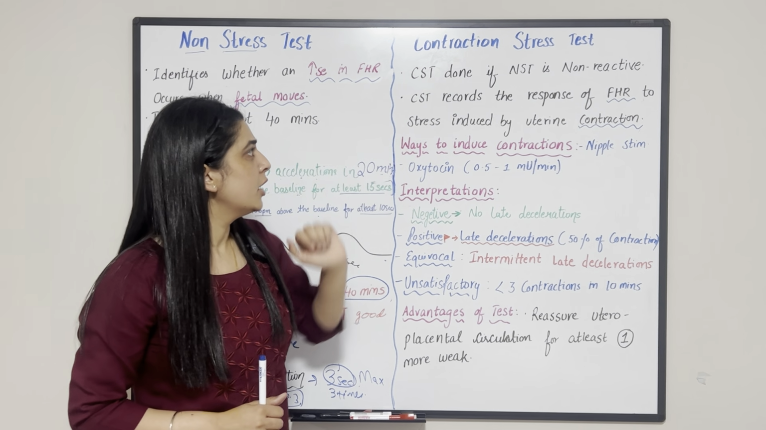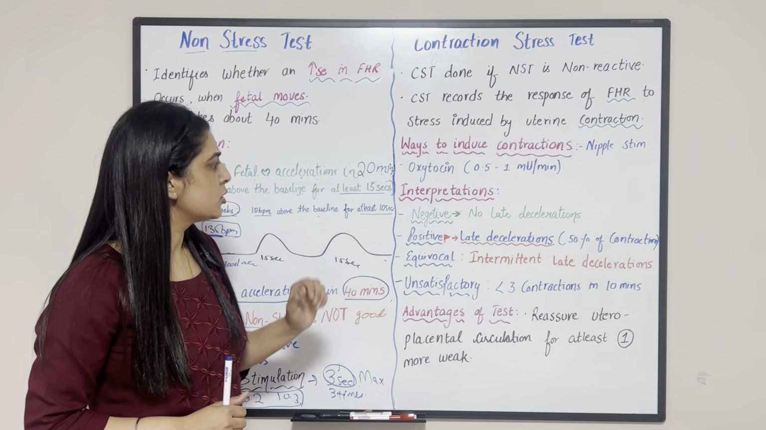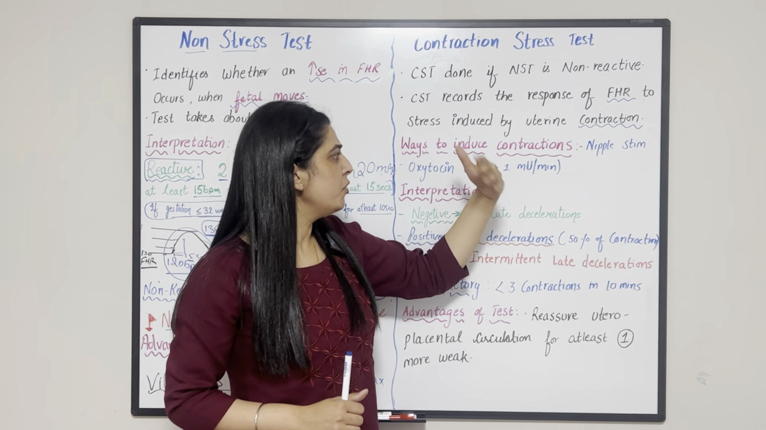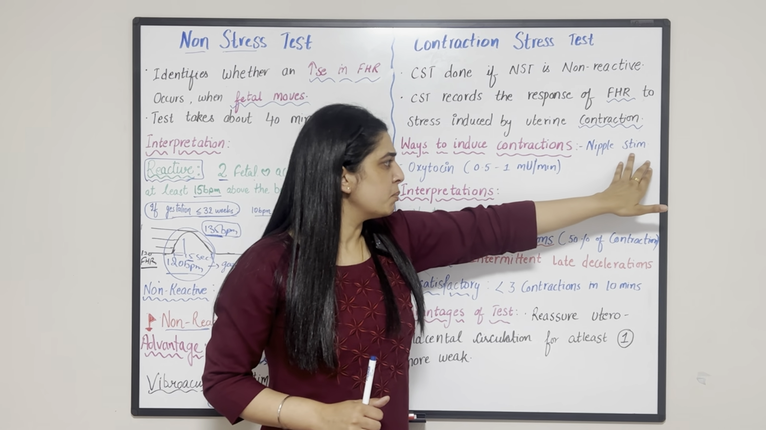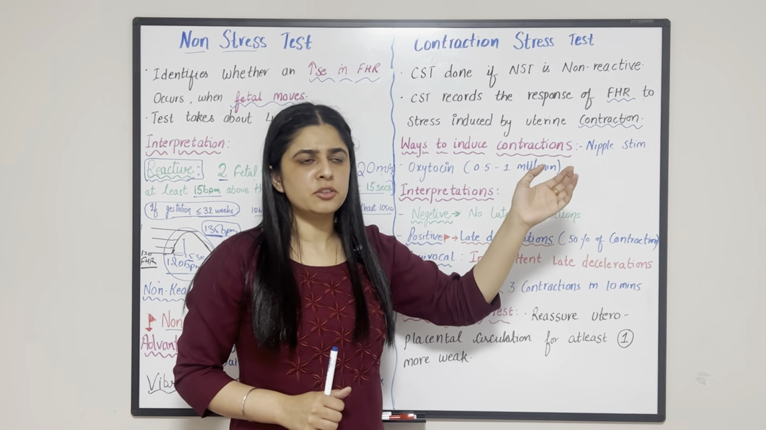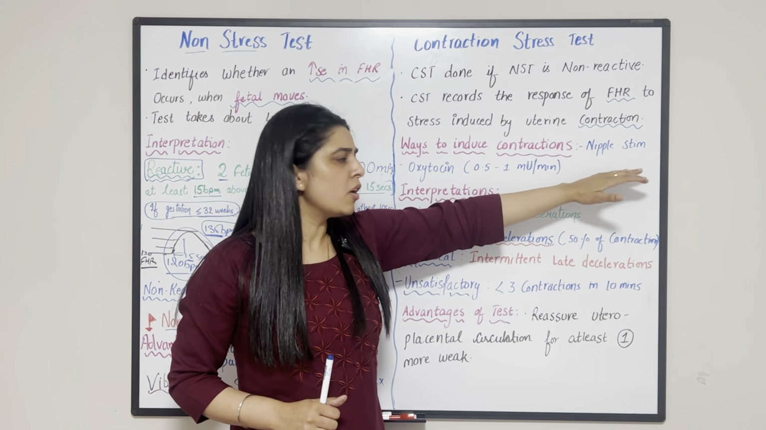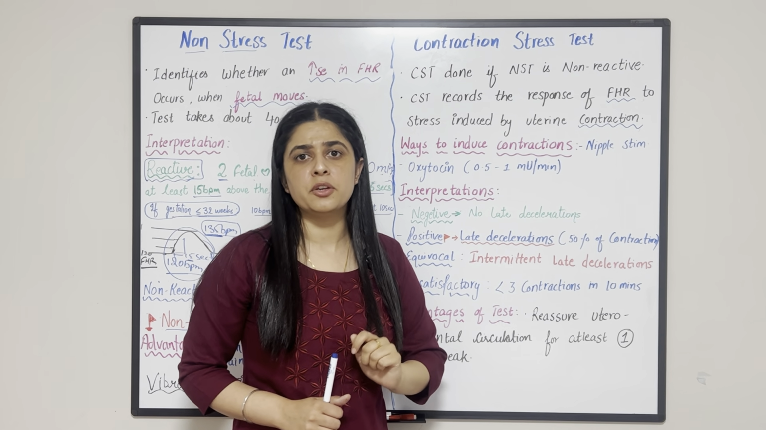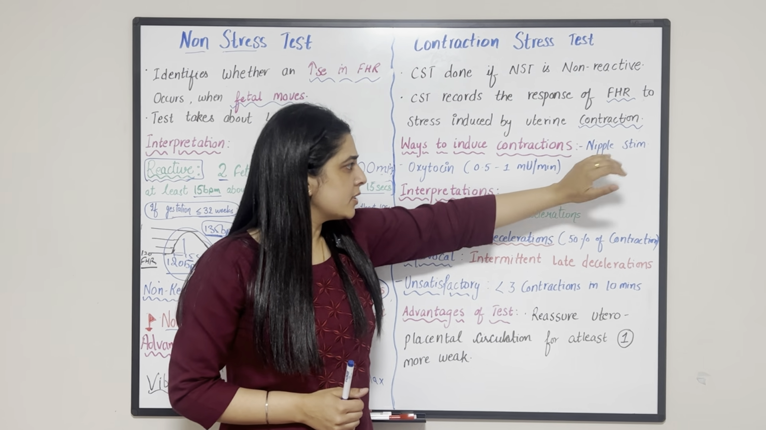the case, then we can do contraction stress tests. So the way to induce contractions, how we induce the contractions, first is nipple stimulation. So we ask the mother to do nipple stimulation. As you know, with nipple stimulation, oxytocin release increases and oxytocin helps to induce the contractions. Okay. So one is this method.